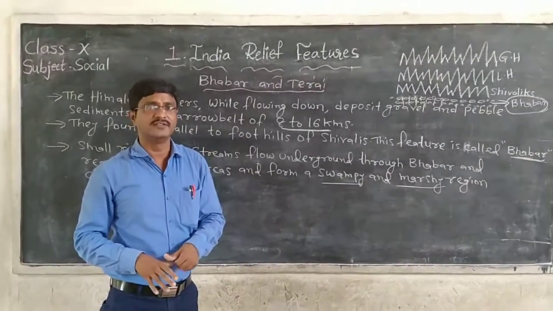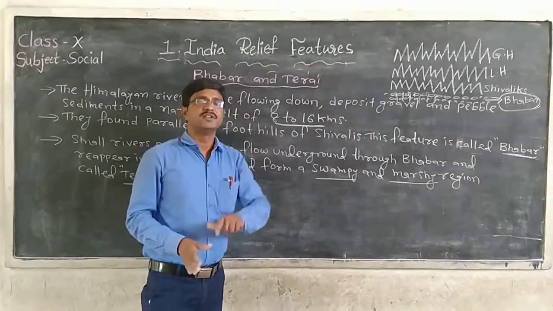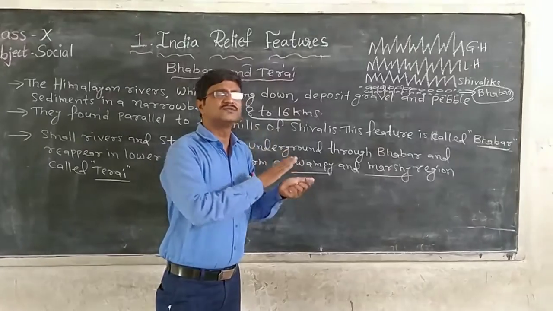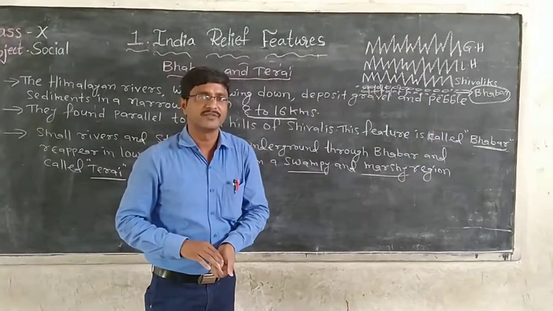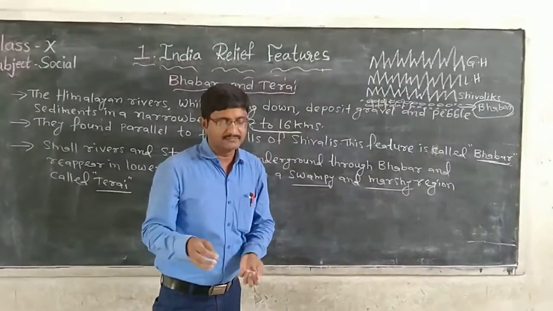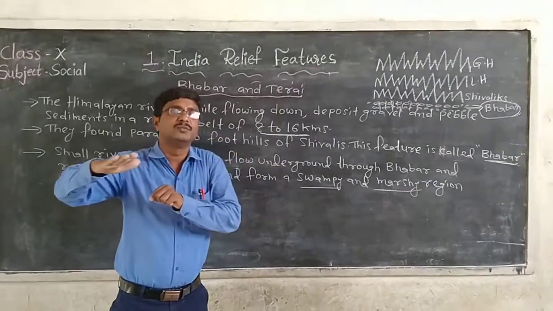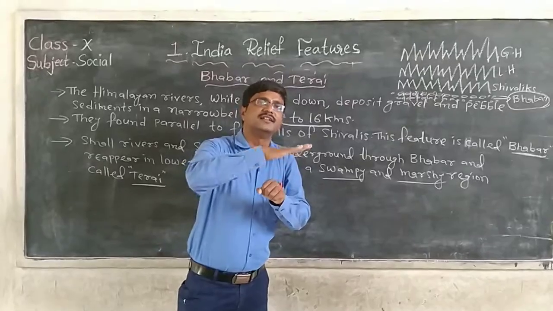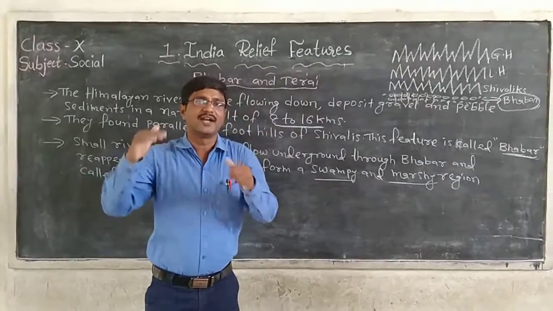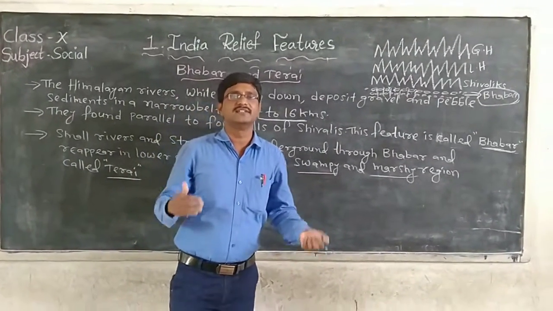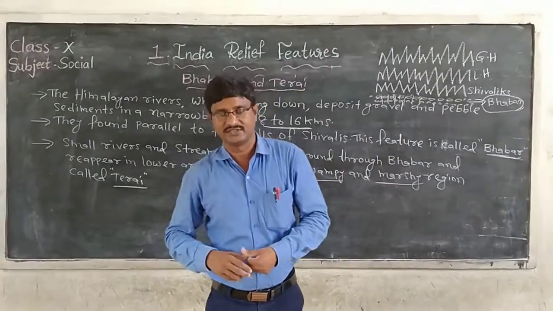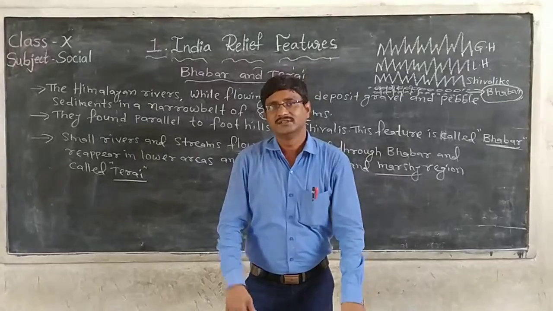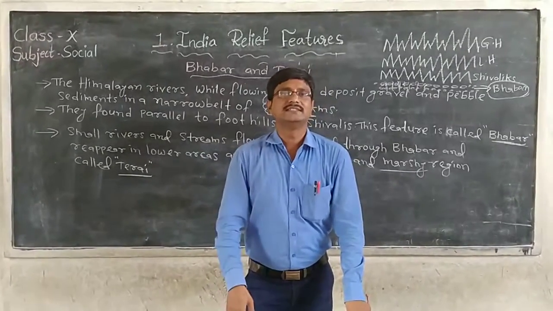But unfortunately, at the time of independence, because of the migration from India to Pakistan and Pakistan to India, most of the people from Pakistan came to India. At that time, this Terai zone was cleared. It means the forests located in the Terai region were cleared, and now the Terai region is used for agricultural operations, for growing crops. So that is the main difference between Babar and Terai, right?